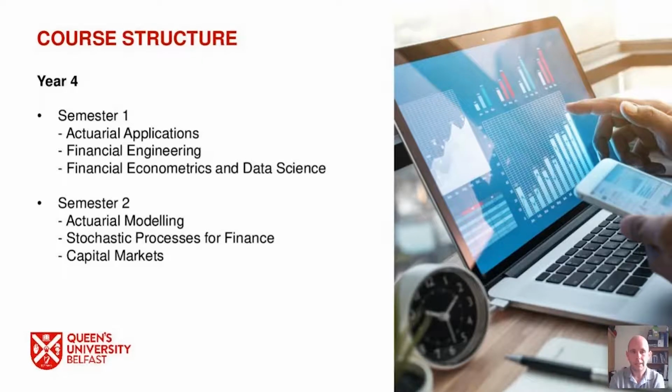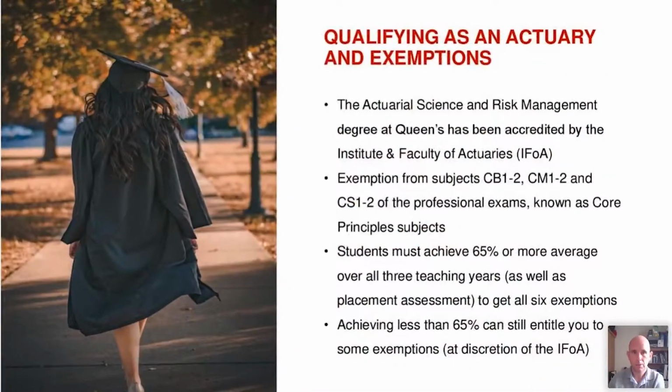The key things here is that once our students have finished their degree, they've got a degree from a reputable university, but they also have the added bonus of being able to obtain exemptions from professional exams from the Institute and Faculty of Actuaries. So what am I talking about? So the Actuarial Science and Risk Management degree at Queen's has been accredited by the Institute and Faculty of Actuaries, which is known as the IFOA.